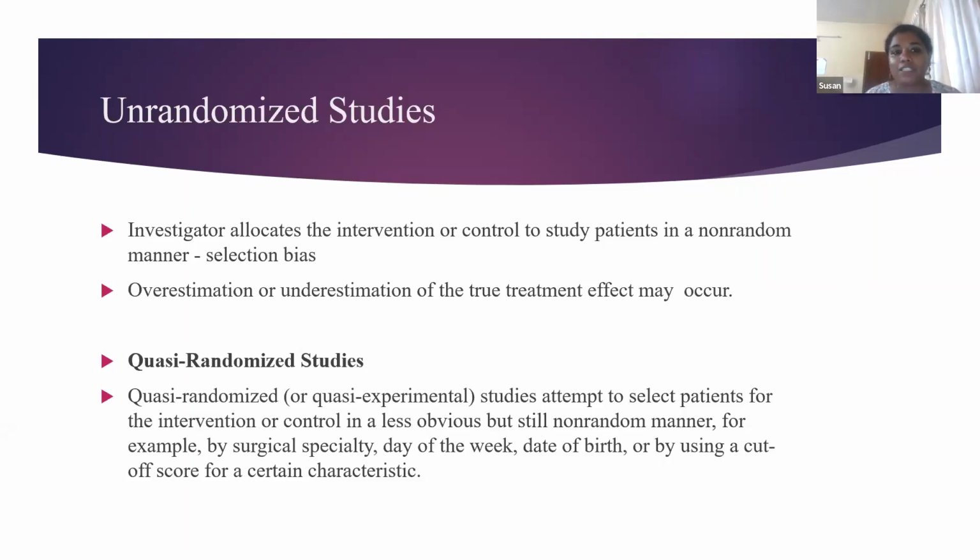In non-randomized studies, the investigator, say a clinician, says, I'm going to do this intervention for patients who are on surgery on Wednesdays, or for this particular patient that I think is more likely to recover. What happens? It will show a false positive result that this method is good, because a young patient with no comorbidities is going to get better anyway. So in non-randomized studies there is an intervention, but because of selection bias, you can have an overestimation or underestimation of the true treatment effect.